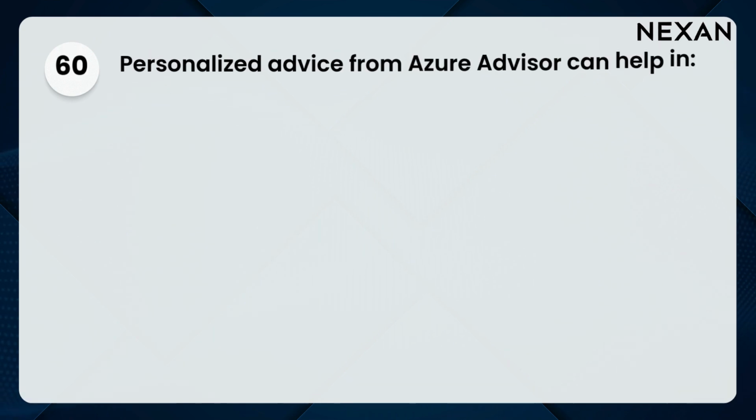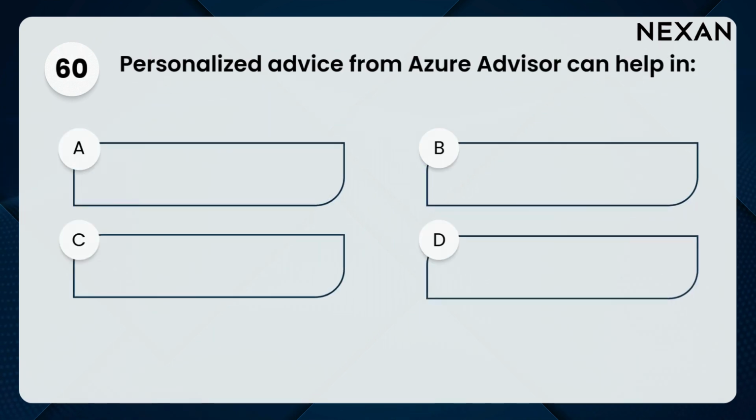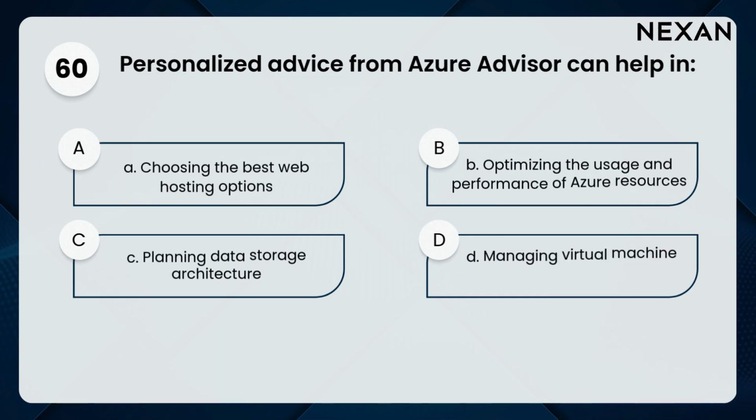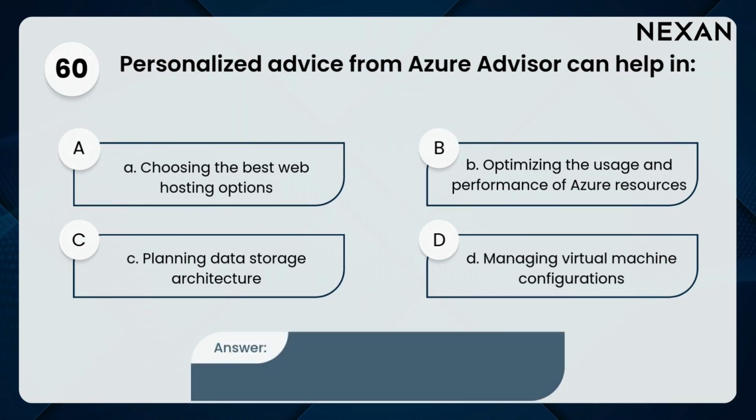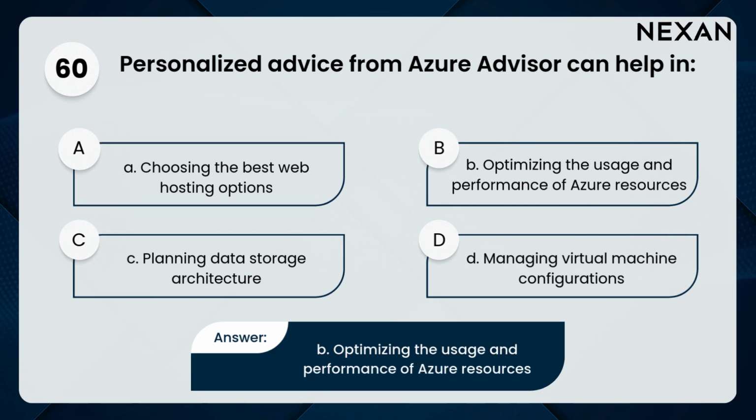60. Personalized advice from Azure Advisor can help in A. Choosing the best web hosting options. B. Optimizing the usage and performance of Azure resources. C. Planning data storage architecture. D. Managing virtual machine configurations. Answer: B. Optimizing the usage and performance of Azure resources.